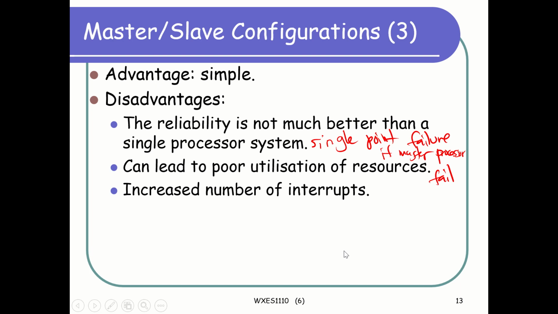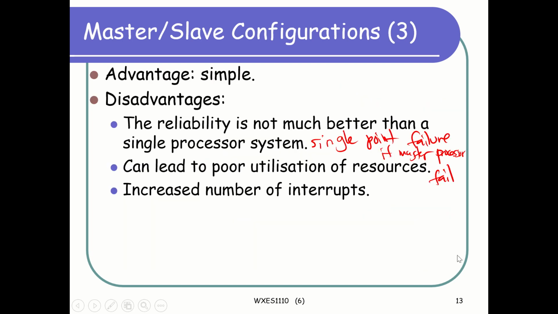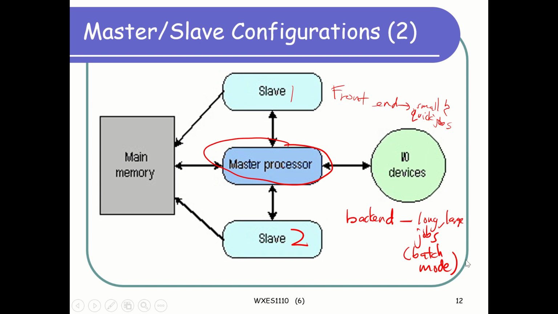It can also lead to poor utilization of resources. If a slave becomes free while the master is busy, it has to wait for the master to become free and assign it work. So let's say this is the master processor, and it is busy doing something. Now it has occupied slave 2, and slave 1 has to wait for the master processor to become free again. While waiting, there is poor utilization: the slave processor doesn't do anything, it just stays there waiting for the master processor to finish its work.